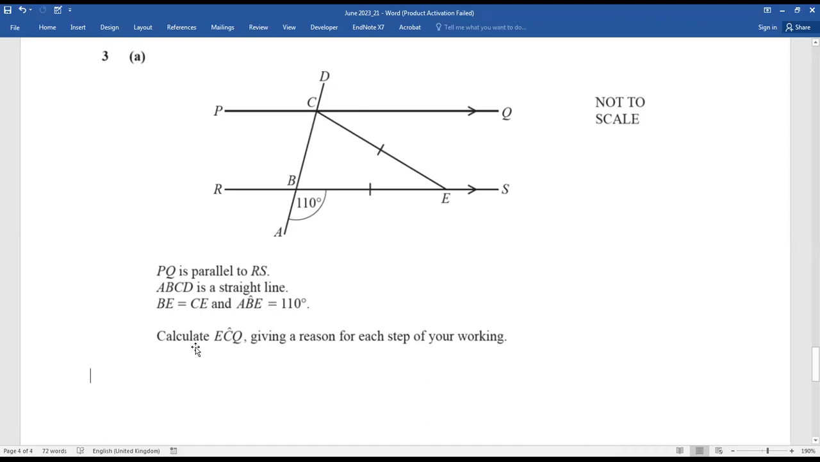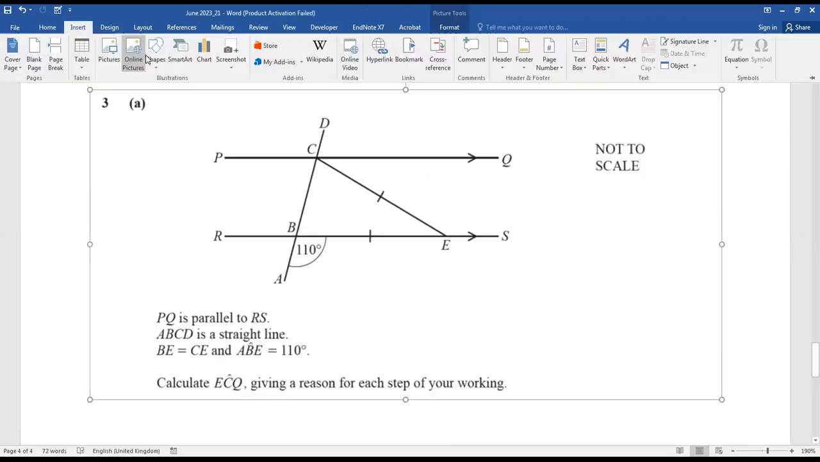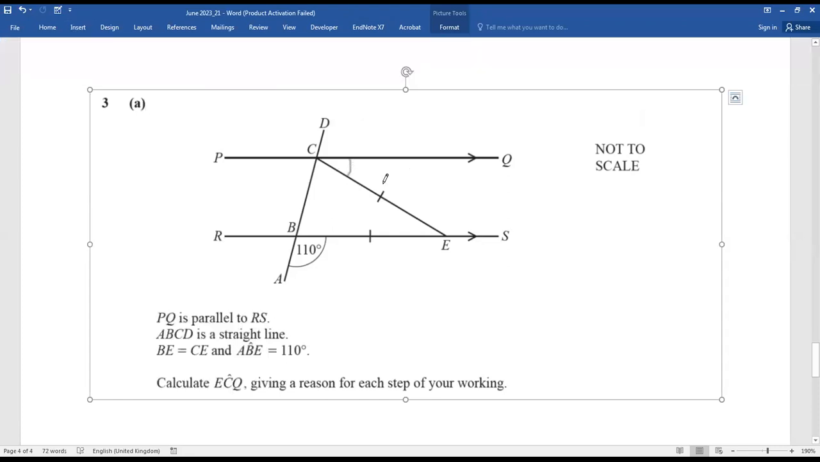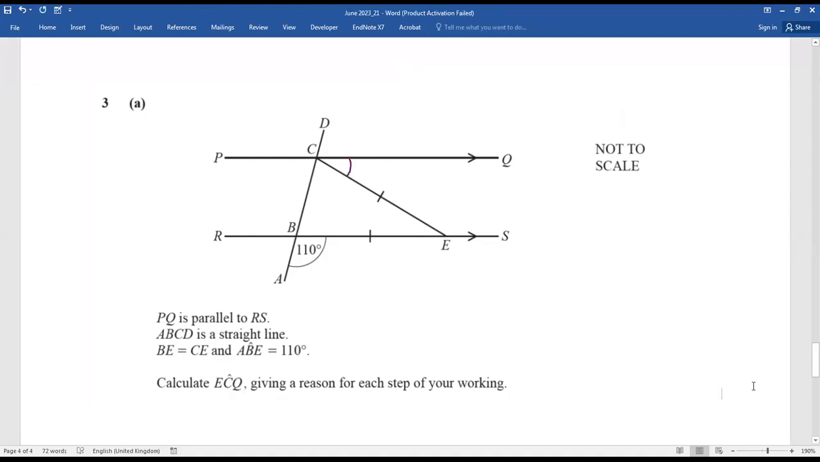Just to understand that, calculate EPQ. This is the small angle that we need to calculate, ECQ. The question has told us that ABE is 110. ABE, which is already marked on the figure, is a straight line. These two values are the same. So what can we do?